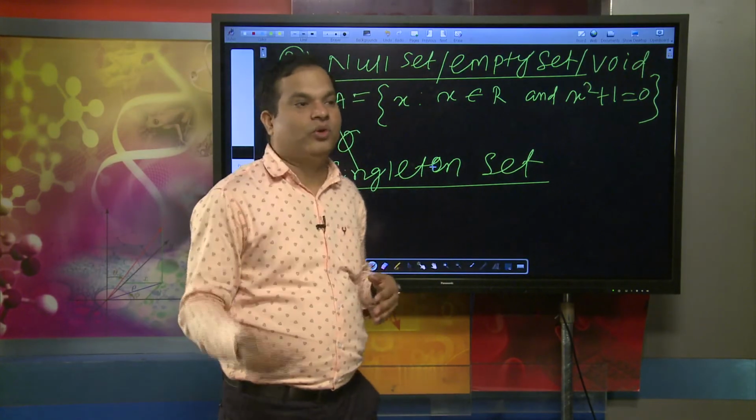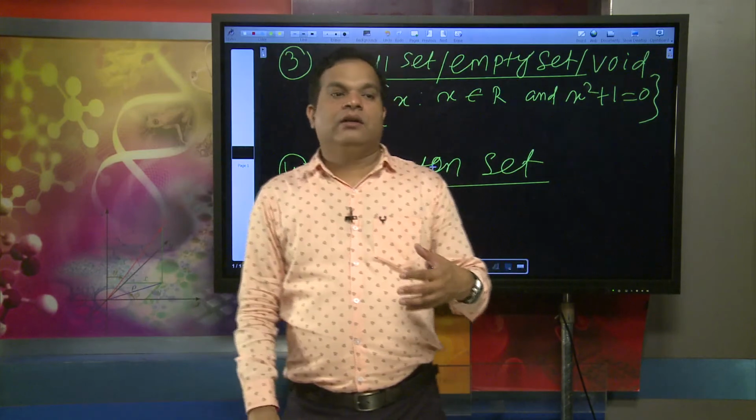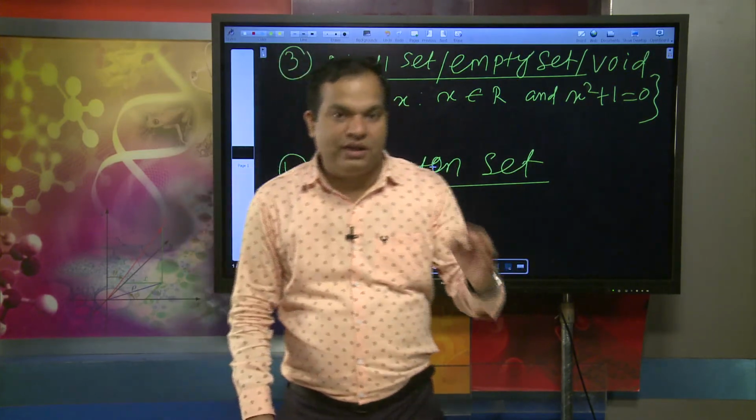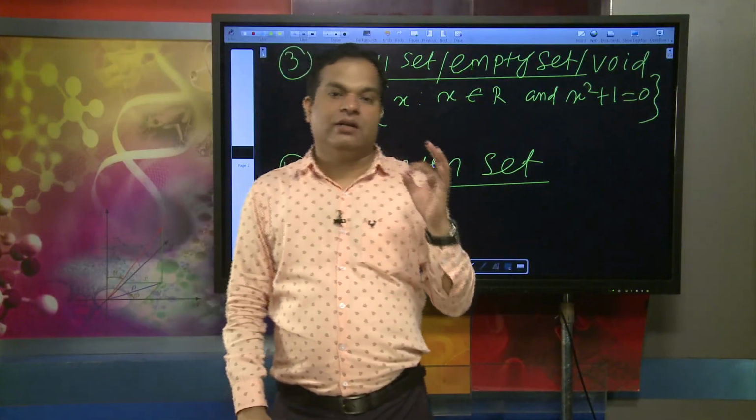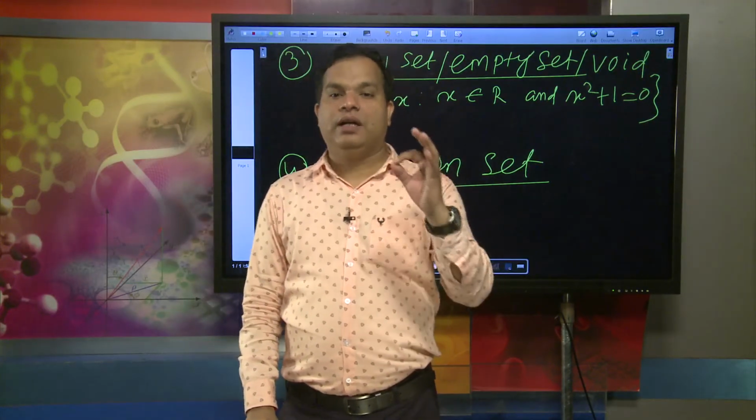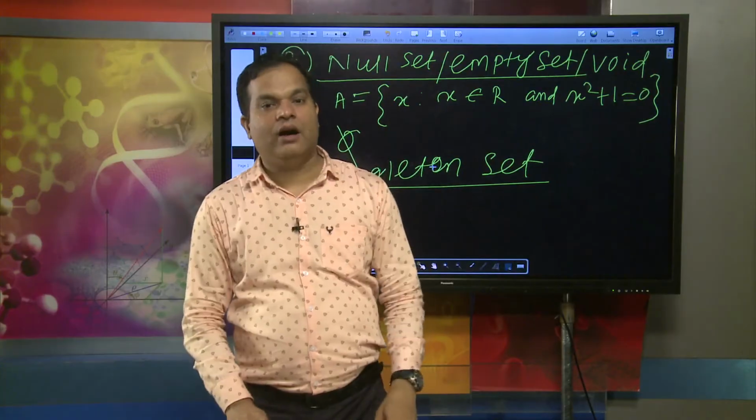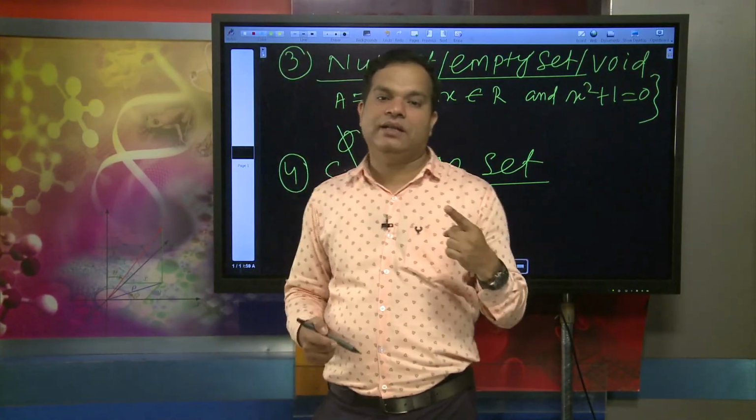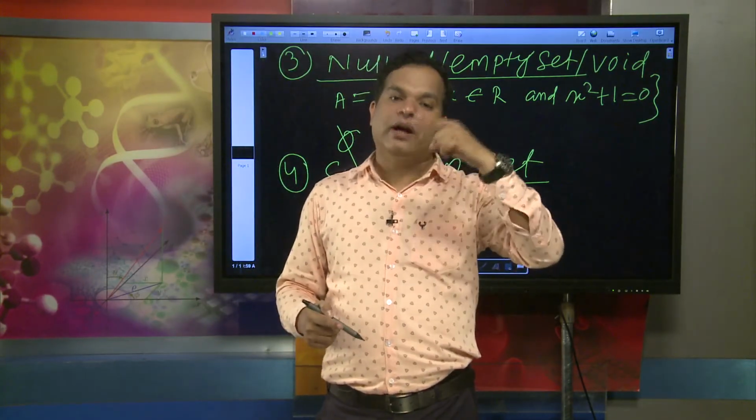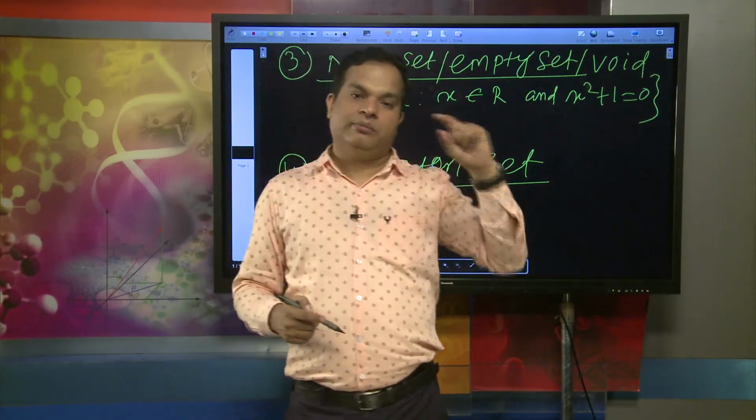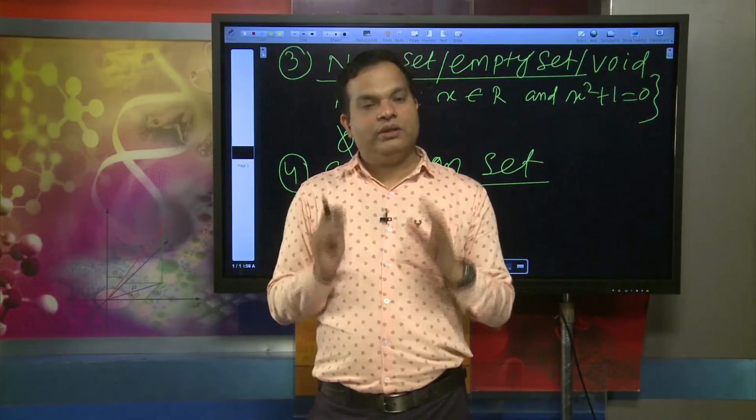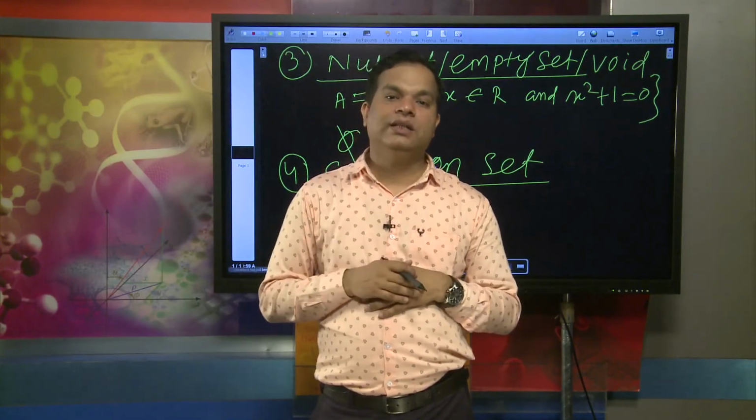Another example: form a set by taking the number of lady presidents in India. Again we find a single element, a single lady who became president in India, she is Pratibha Singh Patil. So these are examples of a singleton set.